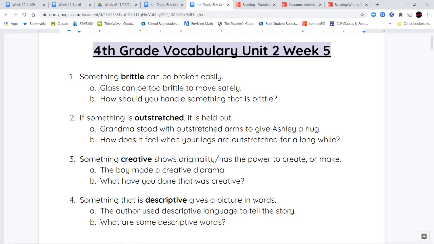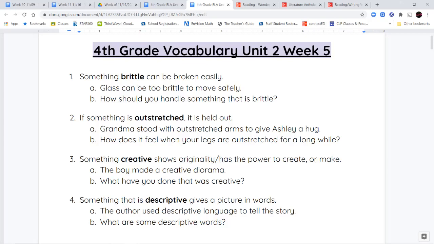Your next word is the word creative. So something that is creative shows originality, right? Or someone who is creative creates some beautiful pictures or some very original pieces of work that are different than what most people make. So we can say the boy made a creative diorama, or the girl painted a very creative picture of her family. And your last vocabulary word is the word descriptive.